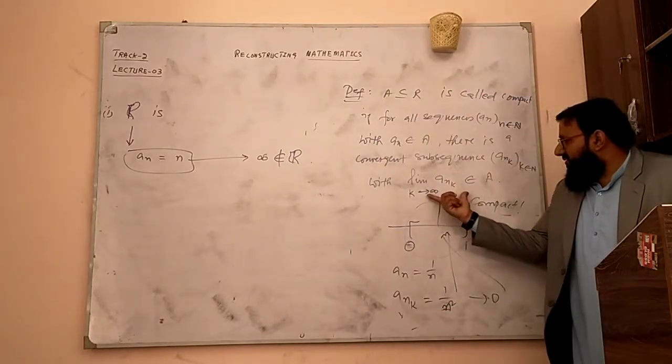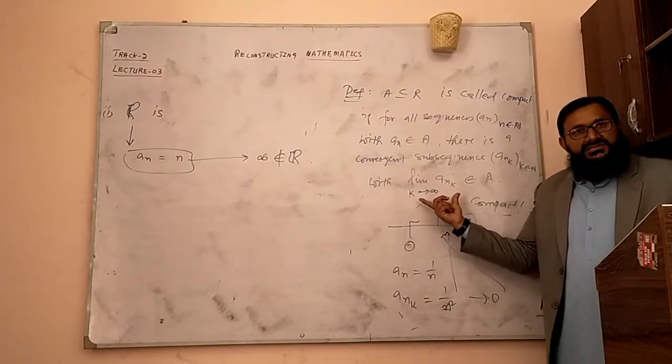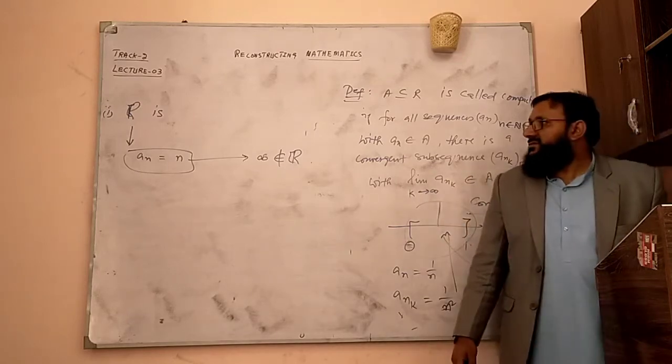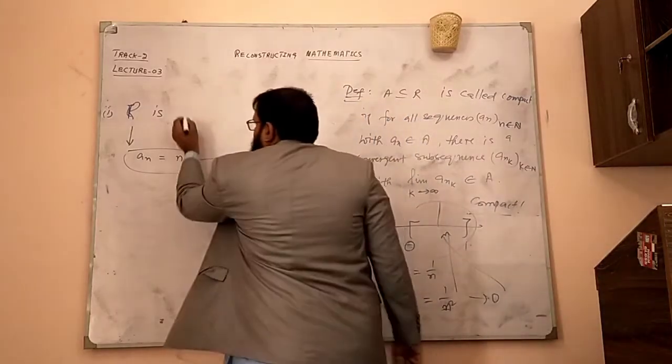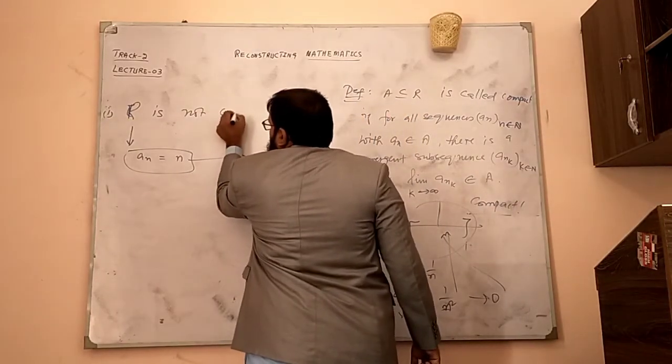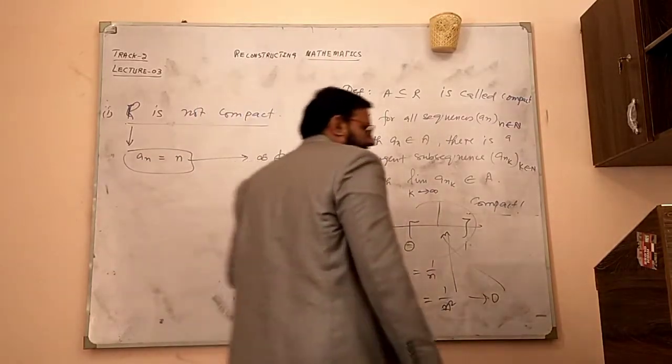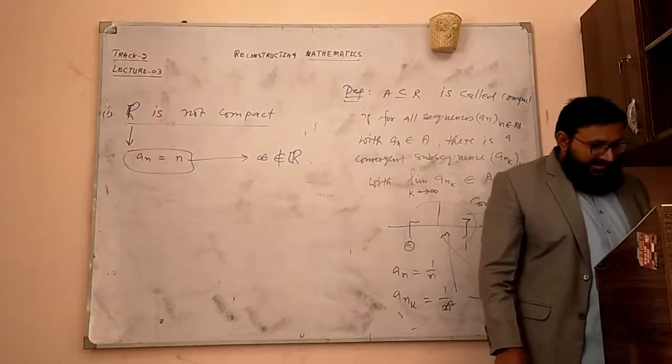I'm not talking about the limit being finite or infinite. Whatever the limit is, it must lie in your set. It does not lie, so R is not compact. This is the problem with R. Otherwise, it's good.